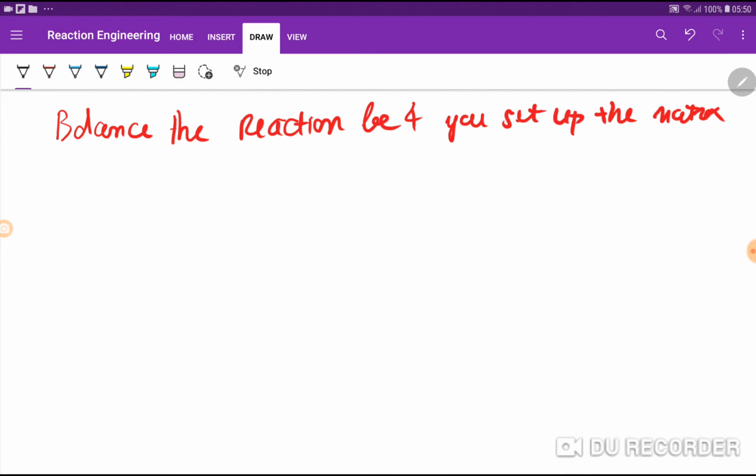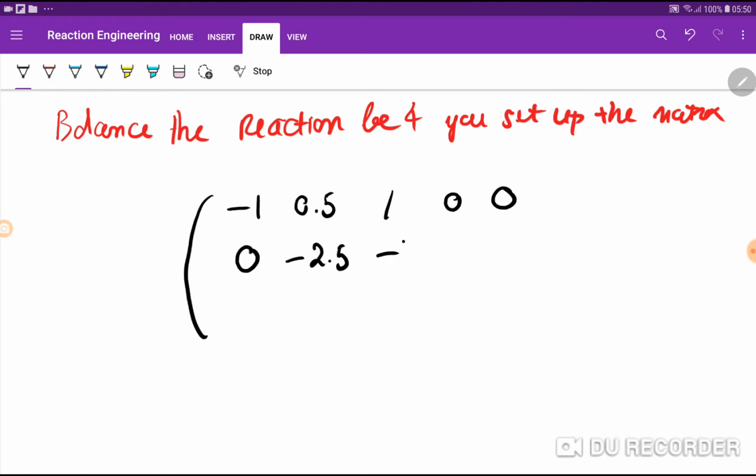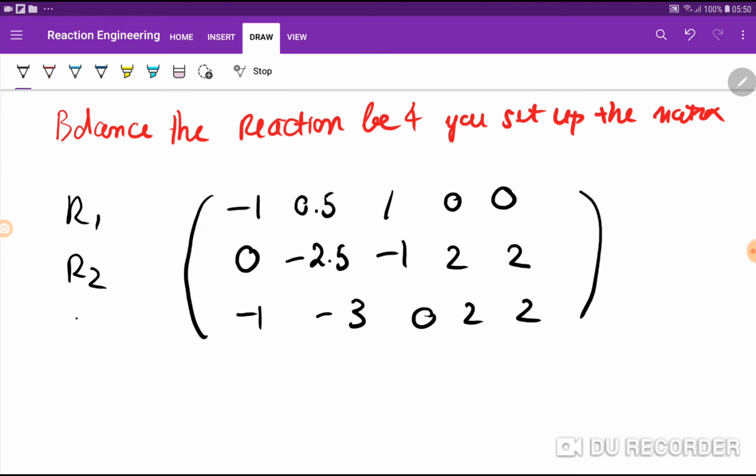Okay, so what is our matrix? Our matrix is: -1, 0.5, 1, 0, 0; 0, -2.5, -1, 2, 2; -1, -3, 0, 2, 2. Call these R1, R2, R3.